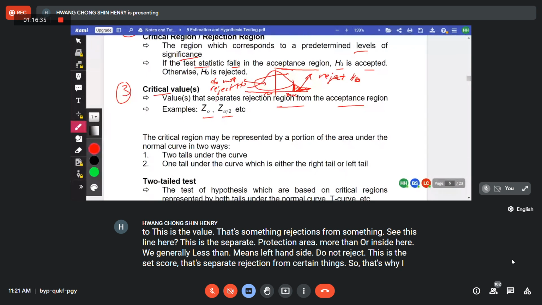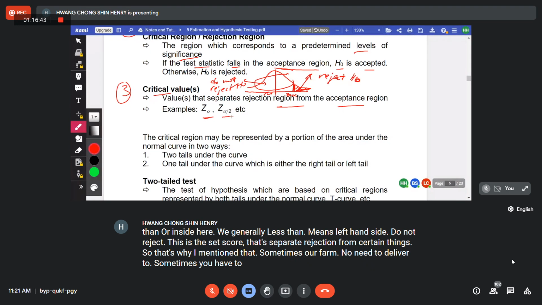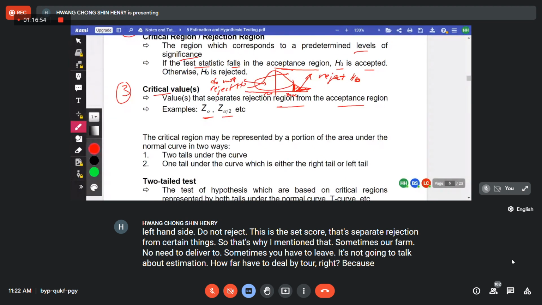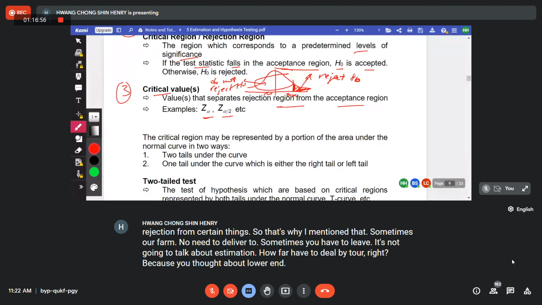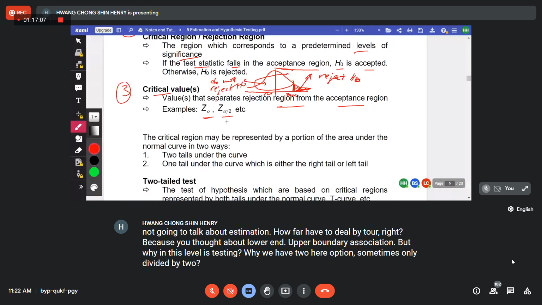Just like I mentioned, with your Z, sometimes alpha no need to divide by 2, sometimes you have to divide by 2. Why like that? Just now when we talked about estimation, alpha had to be divided by 2, right? Why? Because you talk about lower and upper boundary, so you divide by 2. But why in hypothesis testing do we have two options? Sometimes no need to divide by 2, sometimes have to. Can anyone tell me?